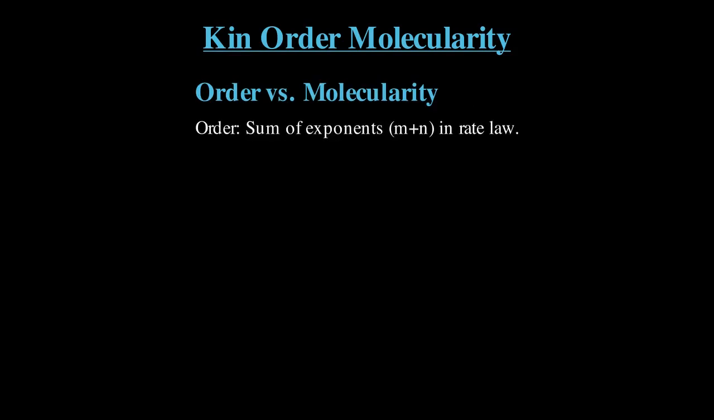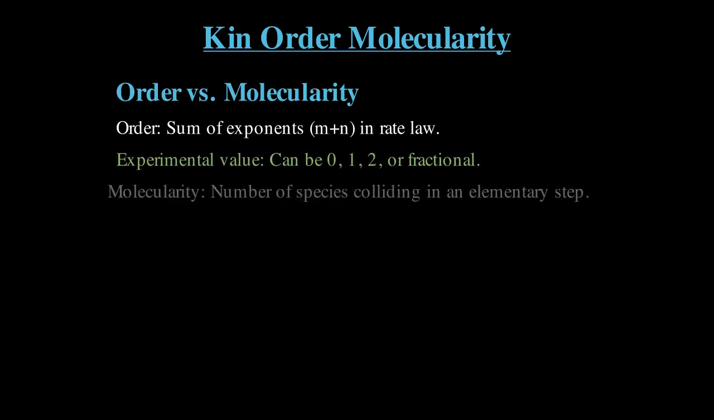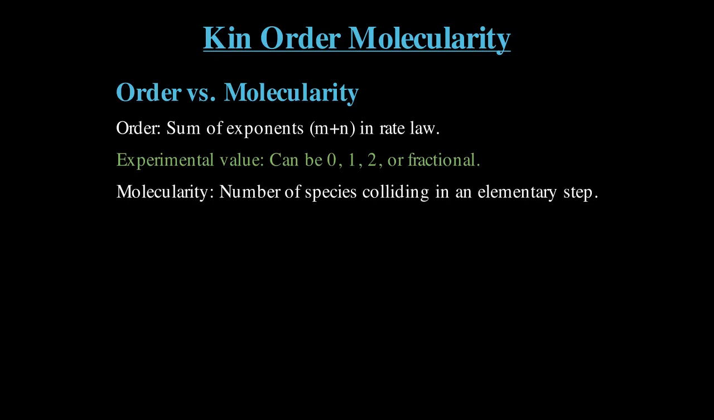Let's clarify 2 key terms, order and molecularity. The order of a reaction is an experimental value. It's the sum of the exponents in the rate law, for example, m plus n. This value can be an integer like 0, 1, or 2, and it can even be a fraction. Molecularity, however, is a theoretical concept. It refers to the number of reactant species that collide in a single, elementary reaction step. Since it represents an actual collision, molecularity must be a positive integer, typically 1 or 2.